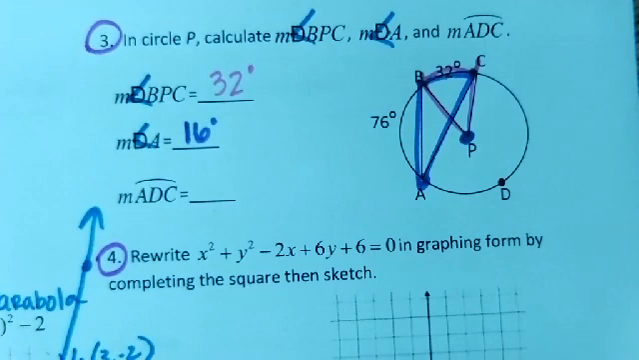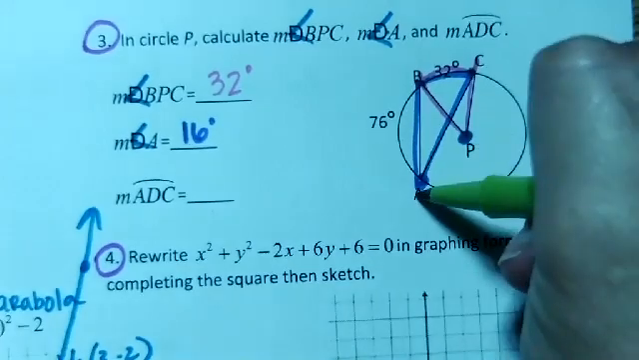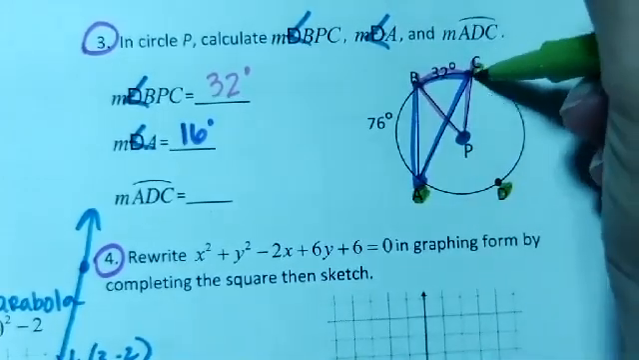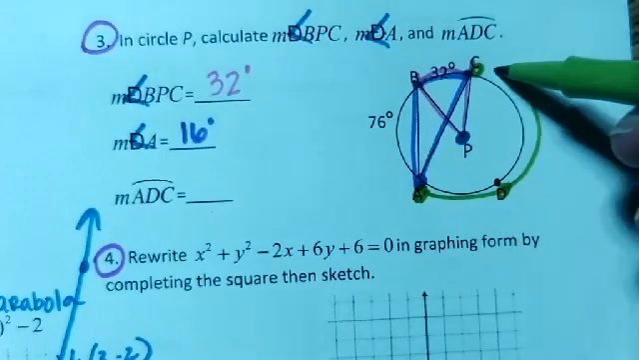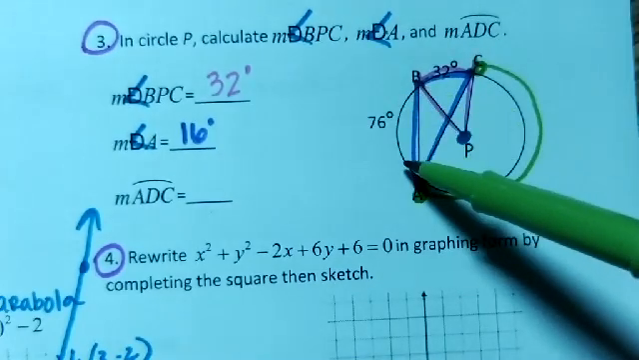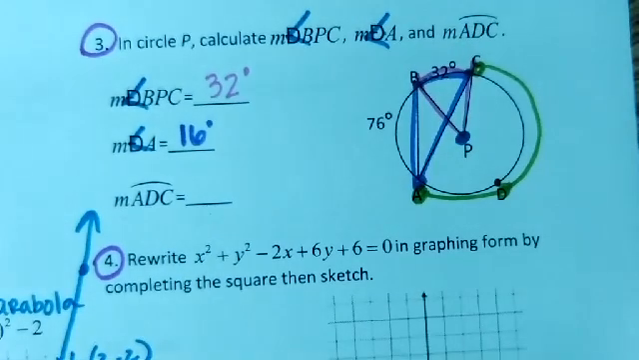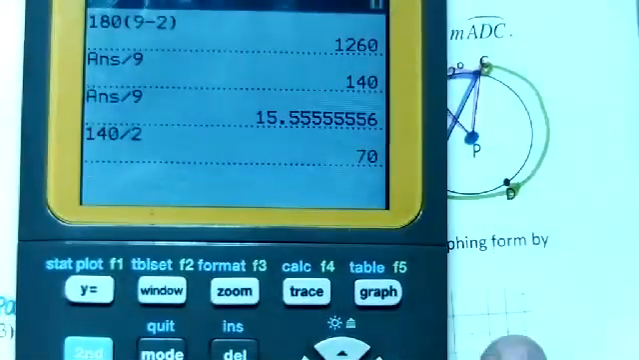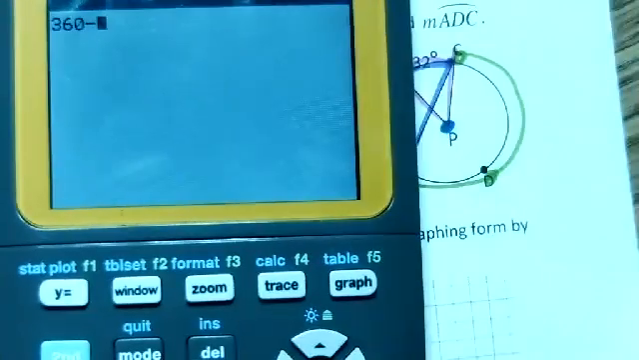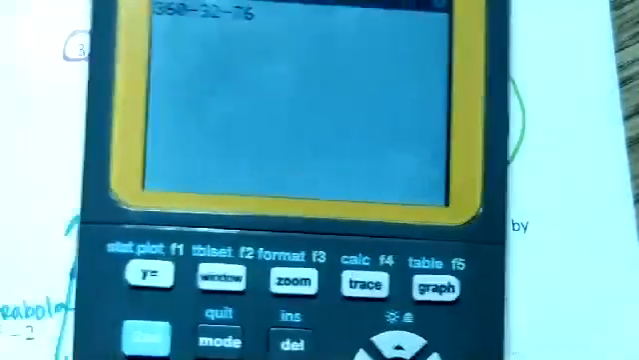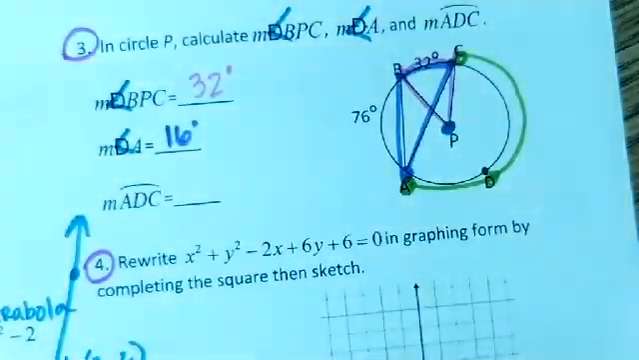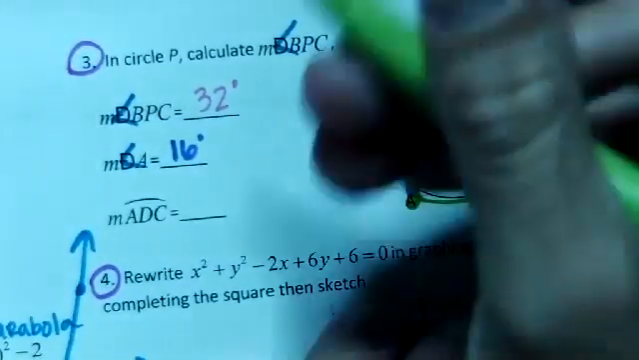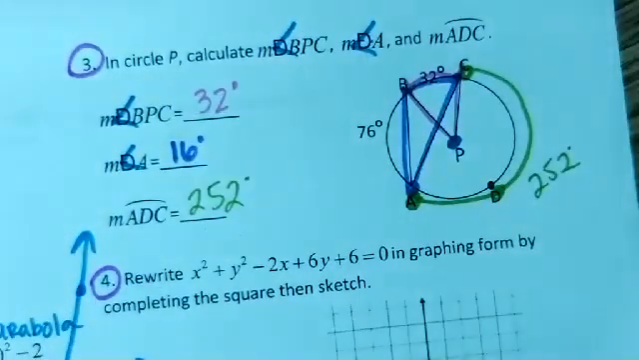And then the last piece, it wants the measure of the arc ADC. It goes all the way around that outside. Now I have that this arc is 76 and this arc is 32, and the full circle is 360. So what you're going to do is 360 minus 32 minus 76, and you get that this piece of the arc is 252. So this is 252. Okay.